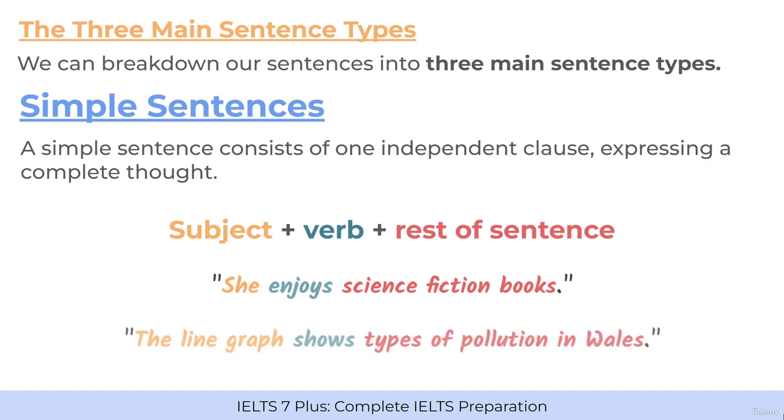Okay, one more example. The line graph shows types of pollution in Wales. So we have subject, the line graph, verb shows, and then the rest of the sentence, types of pollution in Wales. Now, for anyone who knows something about IELTS writing academic, task 1, this is an example of some language for task 1 in the academic test. But it just goes to show that simple sentences can be used in any situation. Okay, so first up, simple sentences, massively important.